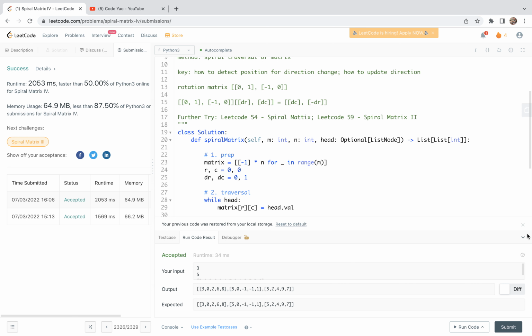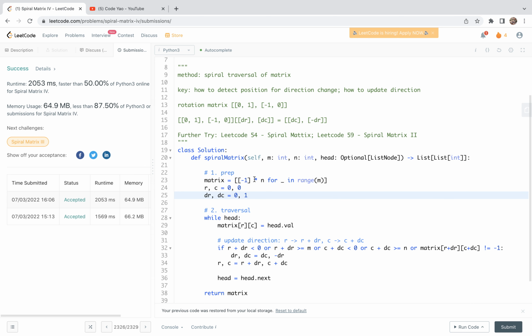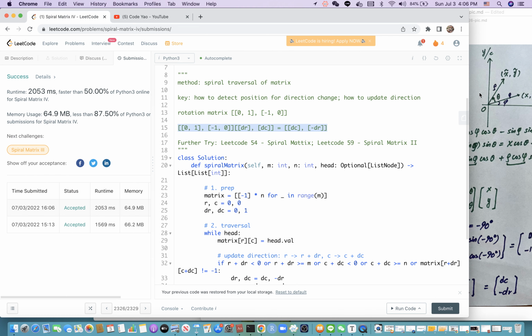So I guess for now that's the whole solution. So basically it's a spiral traversal of the matrix. So let's explain a little bit about the rotation matrix and how we get it, right? So let's look at some formula.